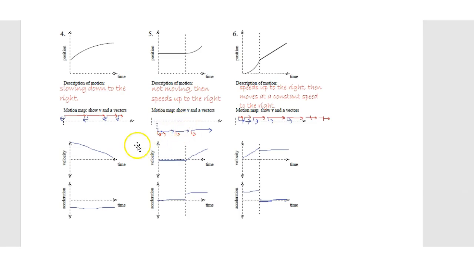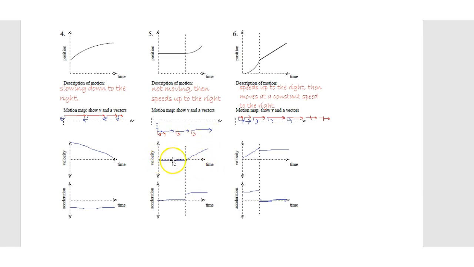If you remember from last unit, to show that something isn't moving, we draw dots, and we just stack those dots on each other. And then to show speeding up, my arrows have to get bigger. And when we speed up, acceleration is in the same direction, so that's why I have acceleration vectors here pointing to the right.